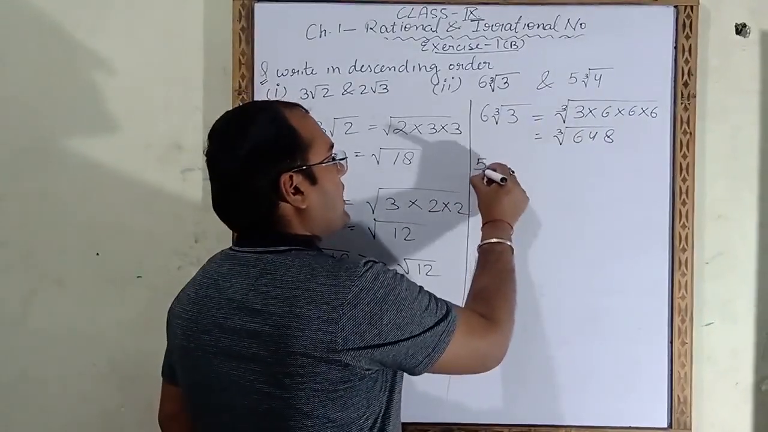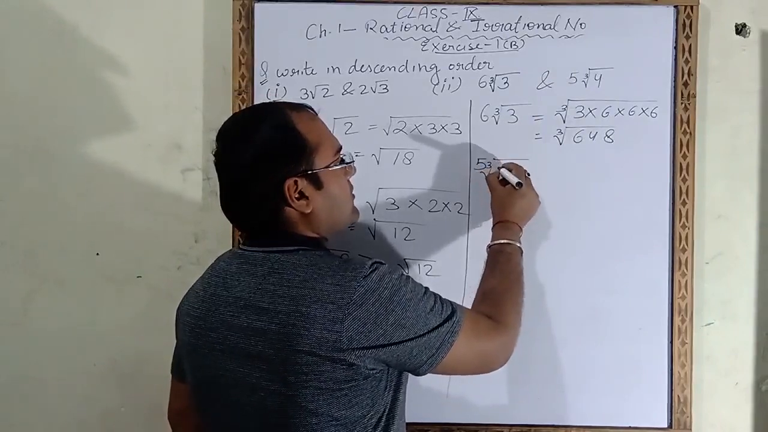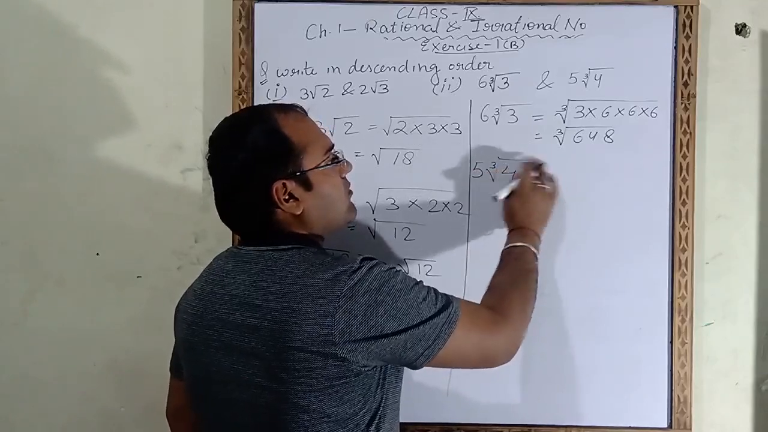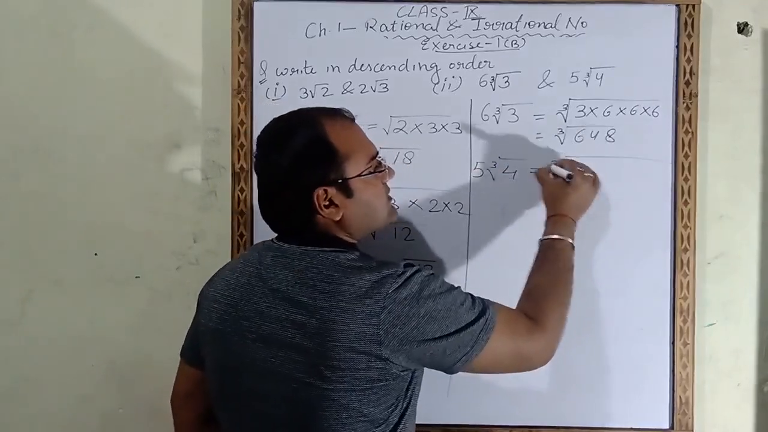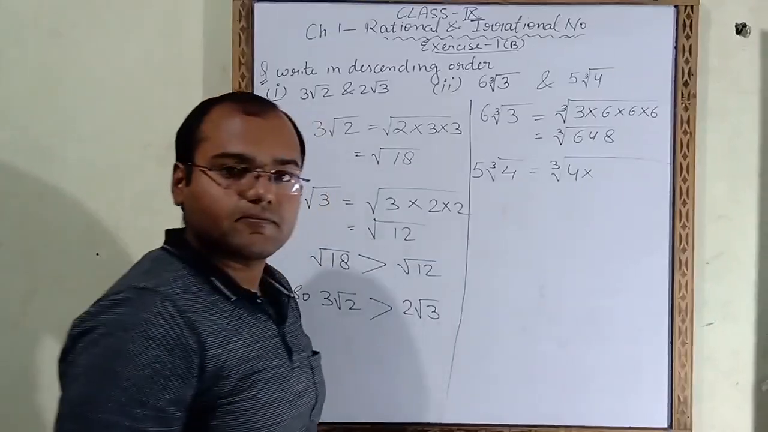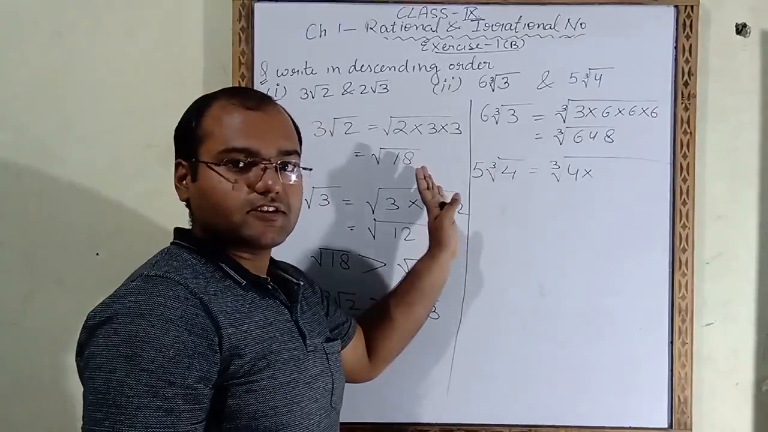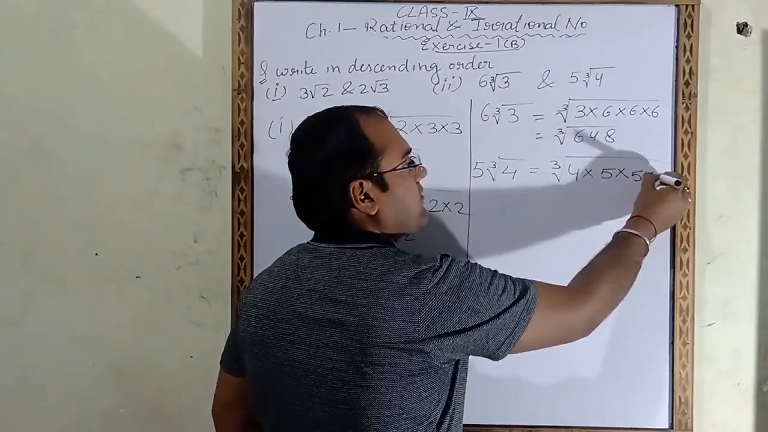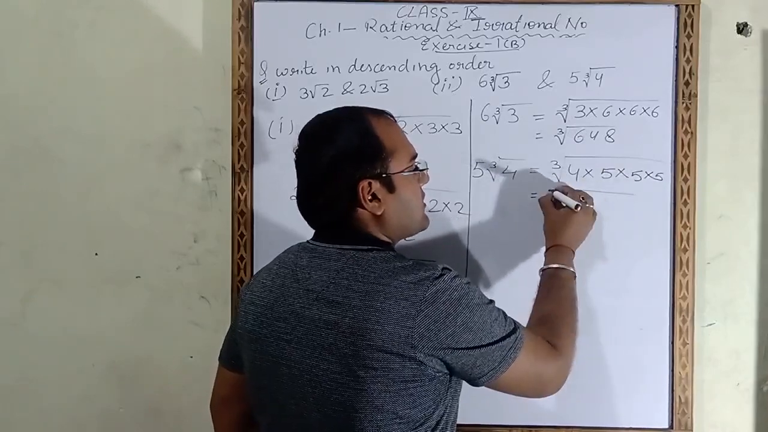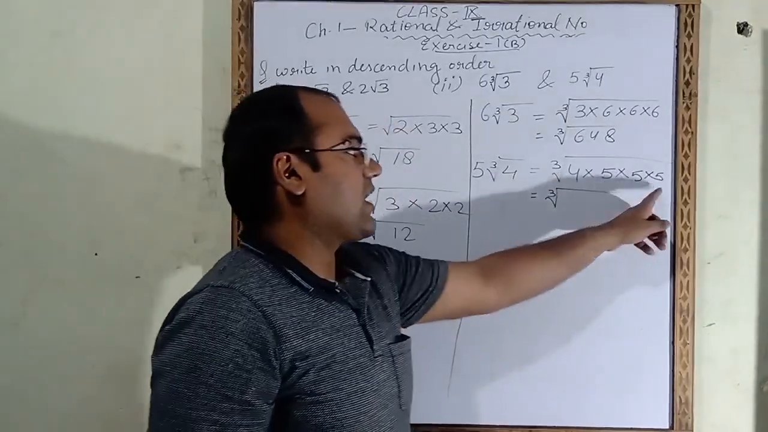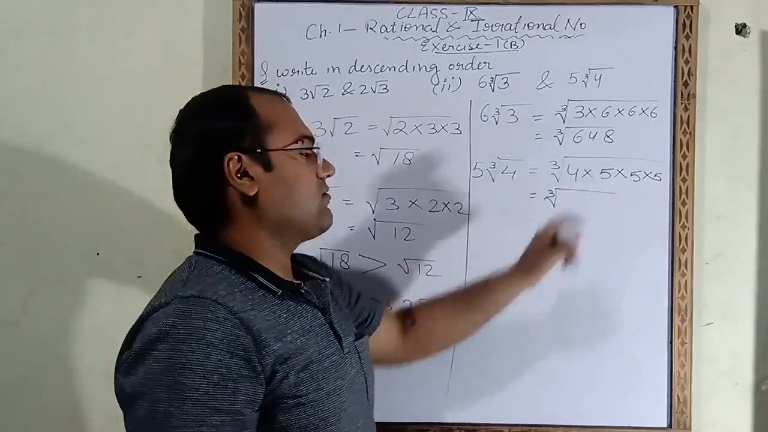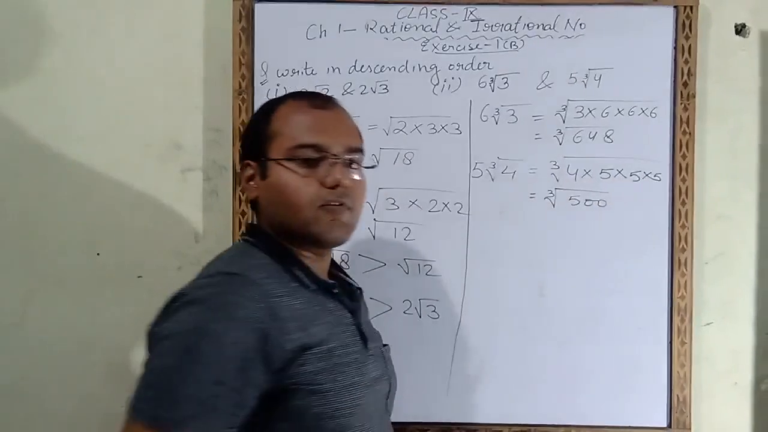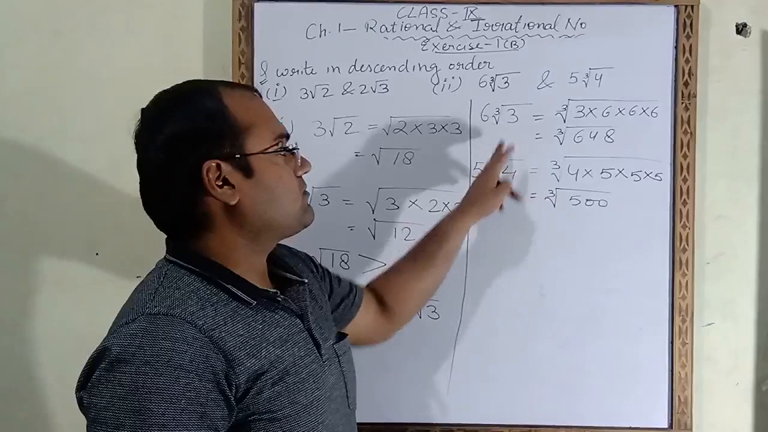In the same way, we will solve this one. What is this? 5 cube root 4. This cube root sign we will write as it is. 4 is already inside. We will write as it is. This 5 is outside the cube root sign. We will take it inside, but we have to write it 3 times. 5 into 5 into 5. That means cube root of 5 5 is 25, 25 5 is 125, 125 4 is 500.